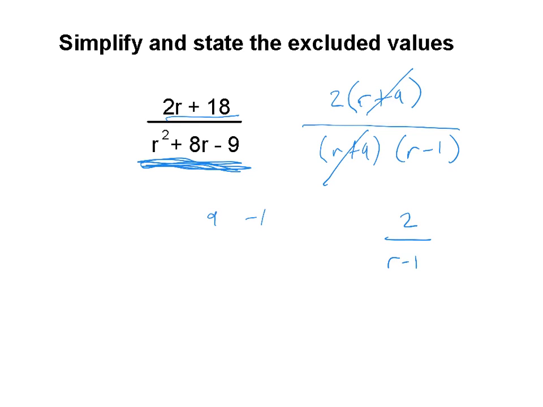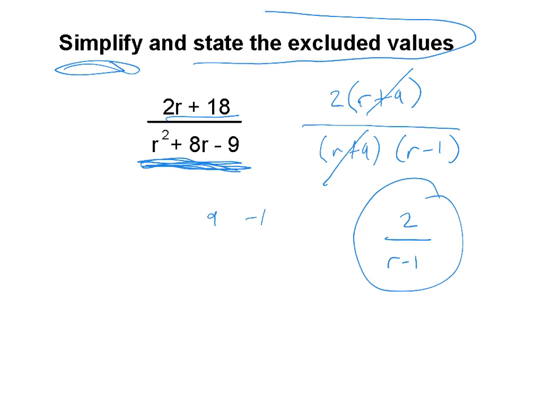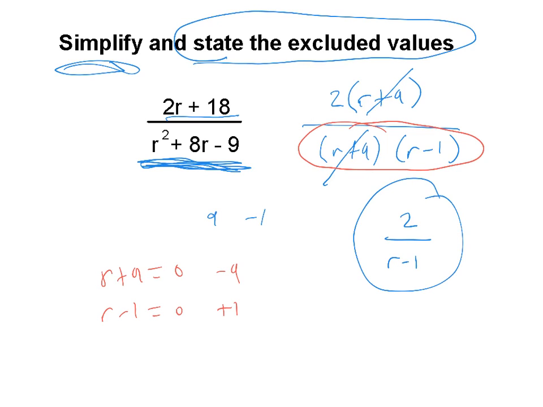Notice we're only half done, though. So we've simplified it. That was the first step. And then we need to state the excluded values. So to do that, just look back to what you factored out in the denominator, right? This was our denominator. And just put those two things equaling 0 and then solve, right? So we'd get -9 and +1 would be our excluded values. Okay, so here's our simplified part of our answer. Here's our excluded values part of our answer.